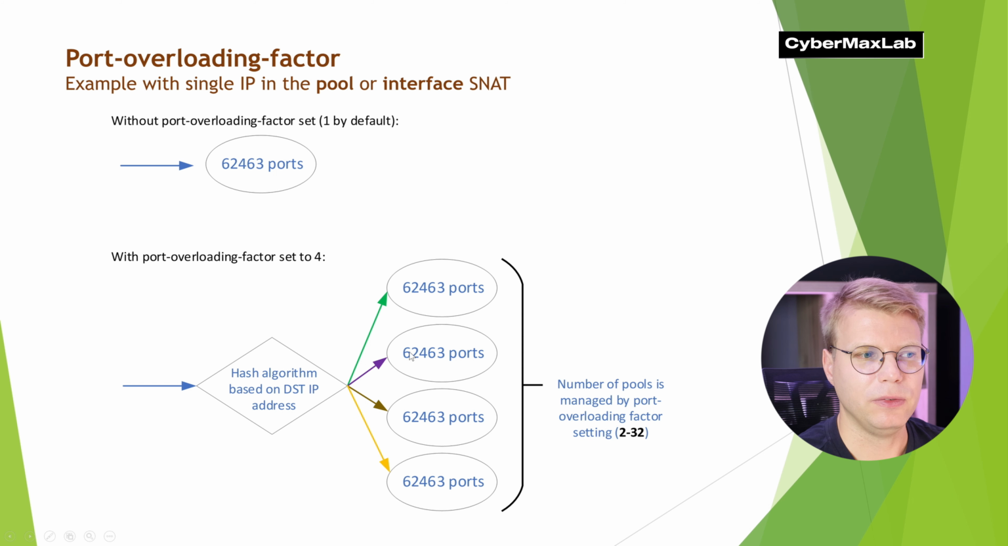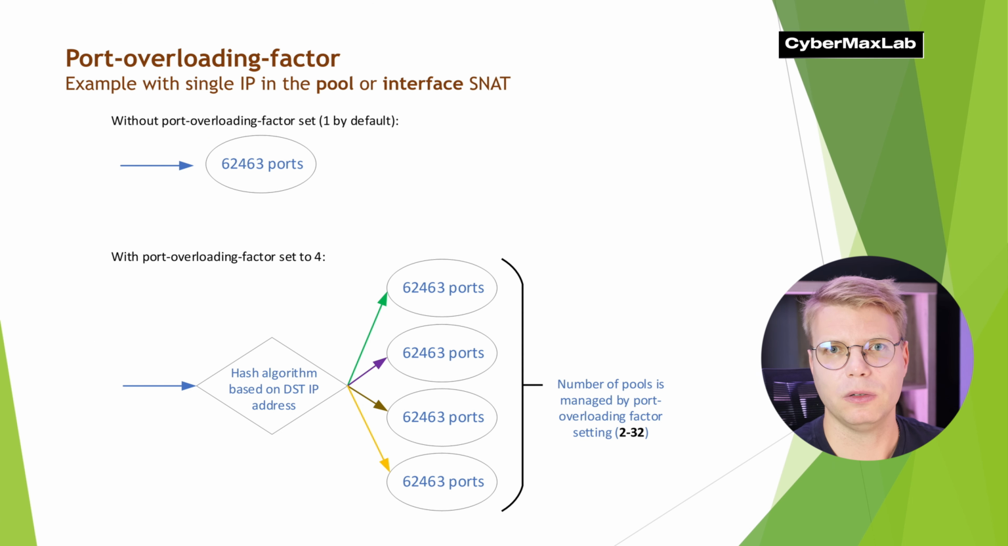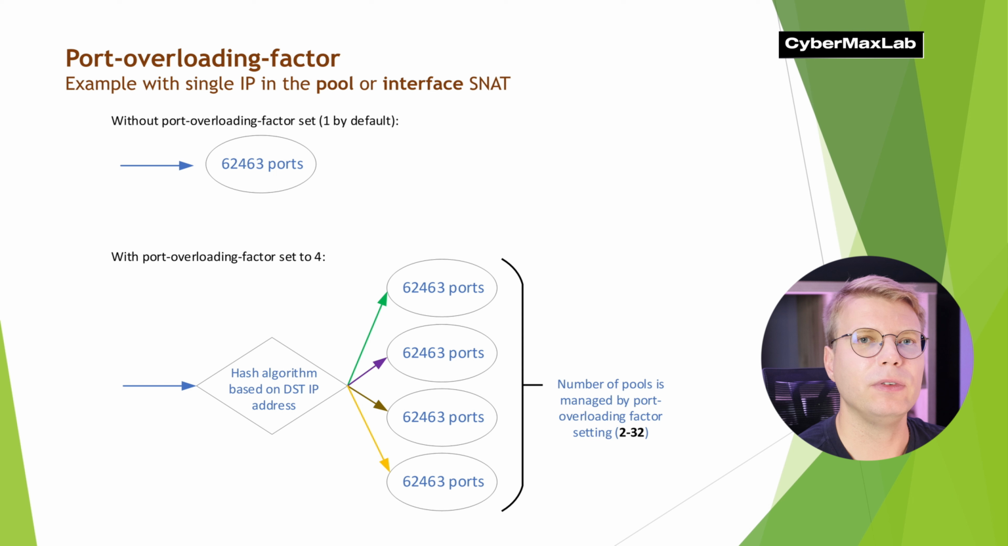Basically, it gives us the possibility to increase the potential pool size without increasing the number of IP addresses in the pool itself. As a result, at the same time, there can be multiple sessions using the same port for translation. Every single session will, based on the hash algorithm, always hit just one of these pools, not multiple. You can also influence the number of these pools, which can be set by this factor. It can be from 2 to 32.